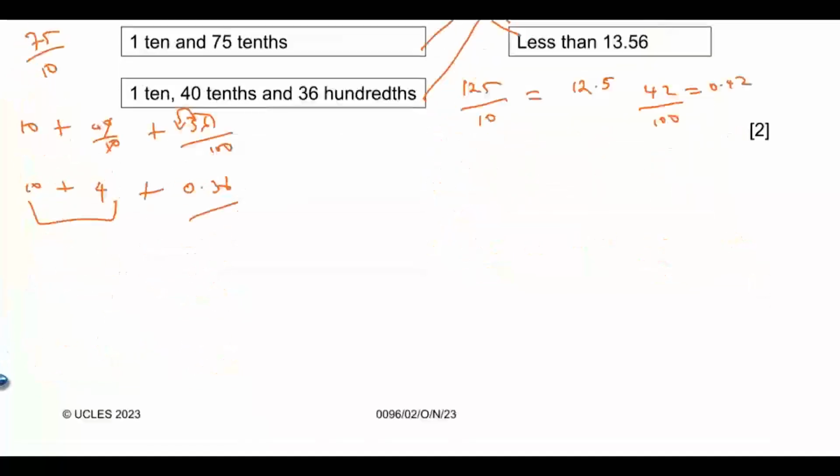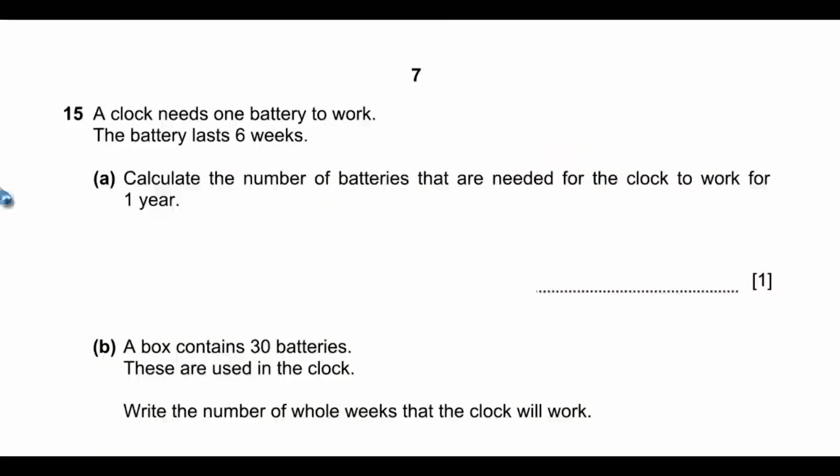So let's go to the next question, question 15. A clock needs one battery to work. The battery lasts for 6 weeks. Then calculate the number of batteries needed for the clock to work for 1 year. There are 52 weeks in a year, so 52 divided by 6 will give you the number of batteries you need. This gives about 8 point something, so approximately 9. So 9 batteries will be needed.